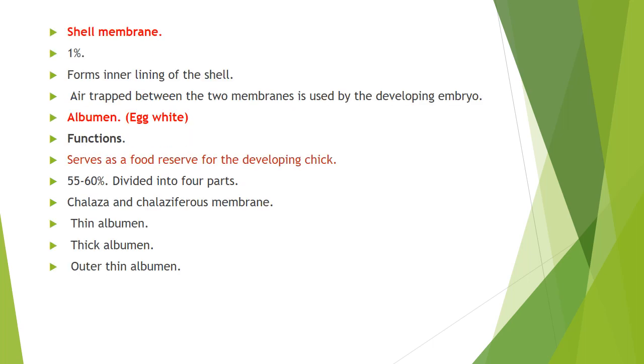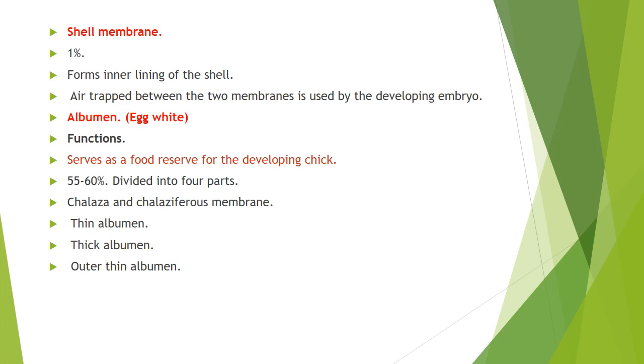The second part, the shell membrane. The shell membrane forms 1% of the egg, and it's very unique because you can't see the shell membrane before you break the shell. The work of the shell membrane is that it forms an inner lining of the shell. Immediately after the shell, you enter into the shell membrane, which is membranous. It is just a thin layer. That's why it forms 1%.